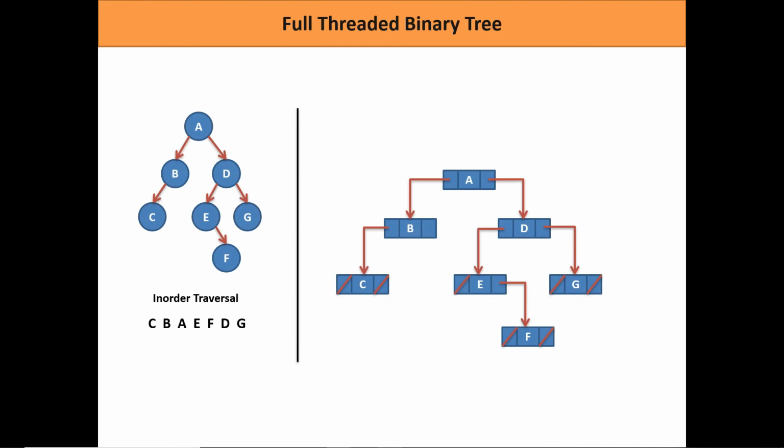So here B is threaded with A, C is threaded with B, then E is threaded with A, then F is threaded with E. F's right link is threaded with D, then G's left link is threaded with D, right? So this is the way we can thread a fully threaded binary tree. So we can say that fully threaded binary tree is nothing but the combination of right threaded binary tree and left threaded binary tree.